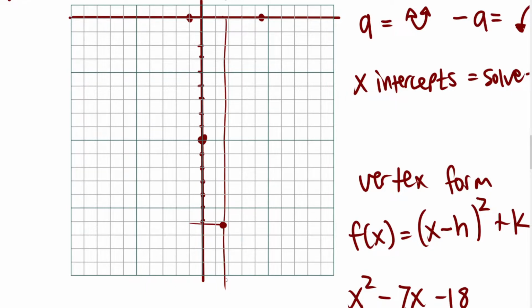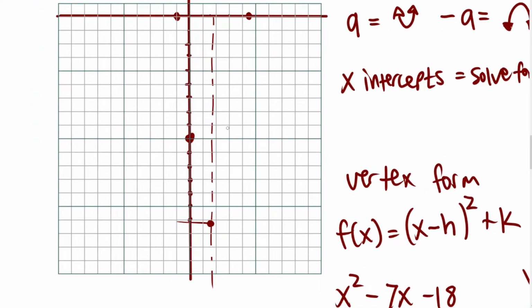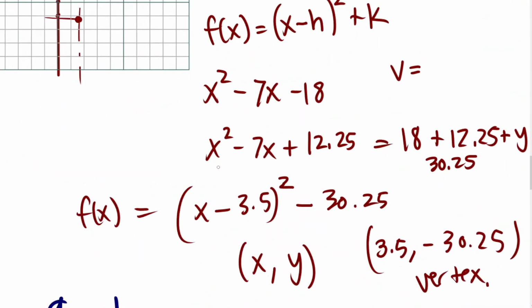Now, where this vertex meets, up and down, is going to be our axis of symmetry. It's basically where the vertex will go. It's where you could fold it over and it would be exactly the same on both sides. And then our graph should be symmetrical.